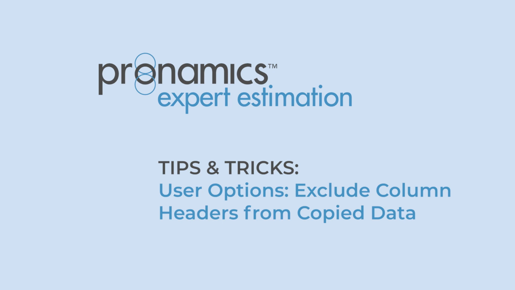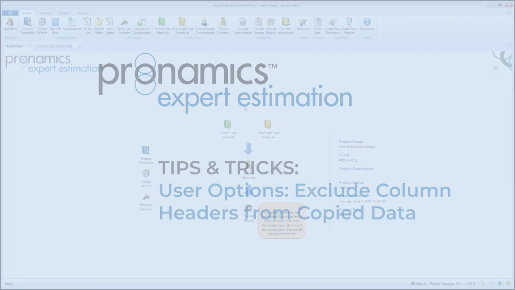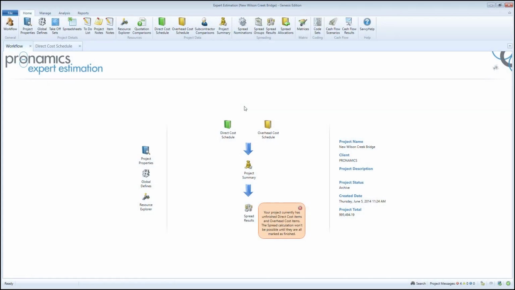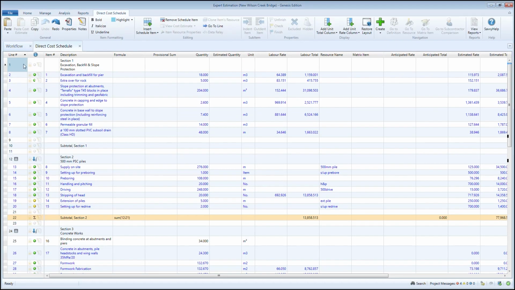User Options: Exclude Column Headers from copied data. Here's a quick user options tip to save you time when copying and pasting to external locations. For example, if you want to copy all the information from a direct cost schedule grid in Expert Estimation to Excel or Word or any other application, here's what you can do.